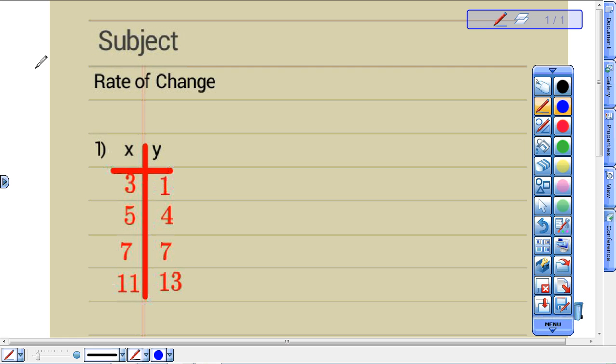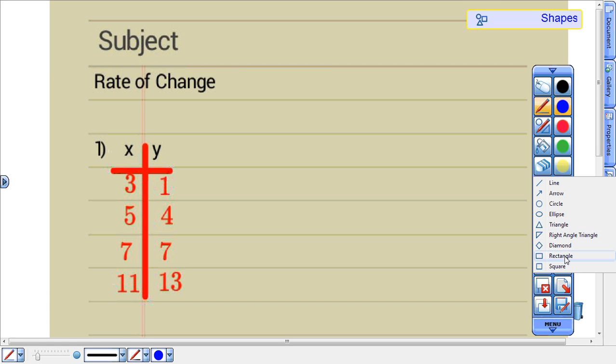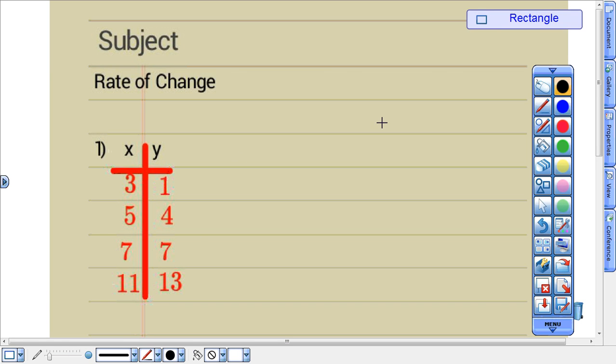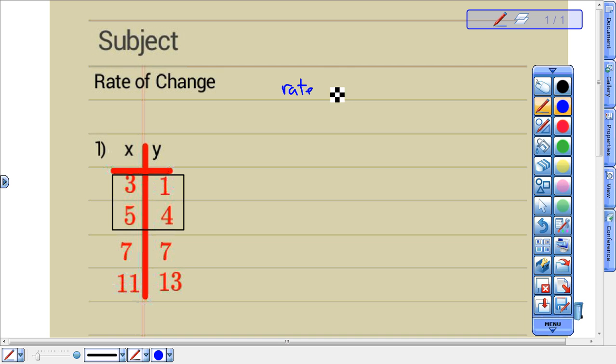So we have here a relation as a table chart, and we're going to find the rate of change for this table chart. To do that, we're going to group the first two pairs: 3 and 1 with 5 and 4. The formula for rate of change is rate of change equals y2 minus y1 over x2 minus x1. So we're going to use this formula 3 times here.